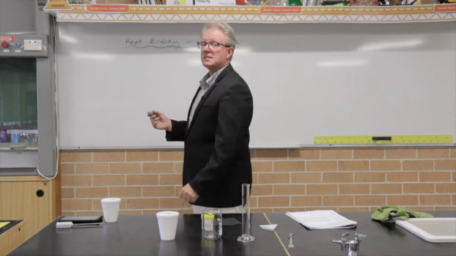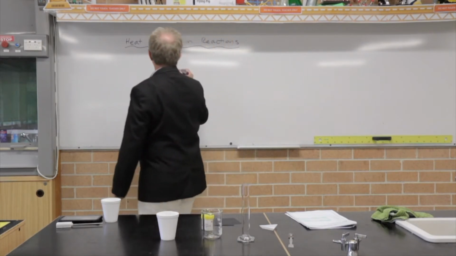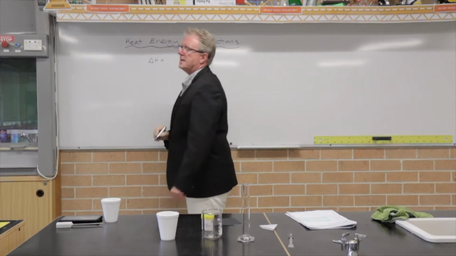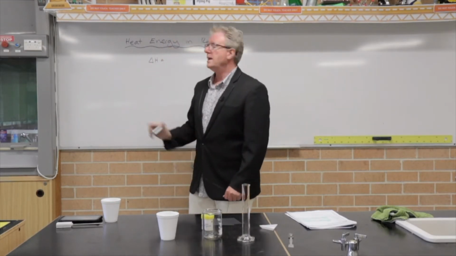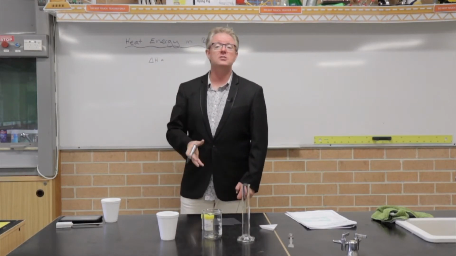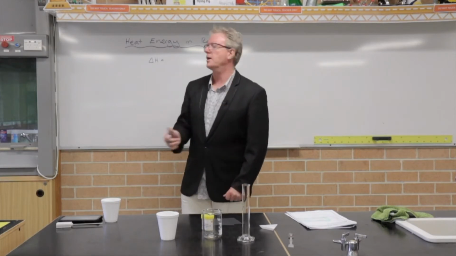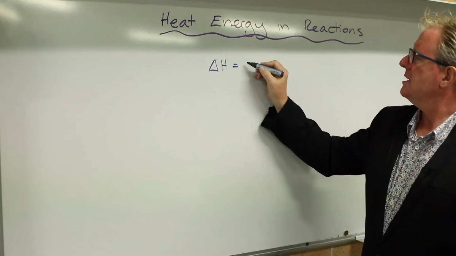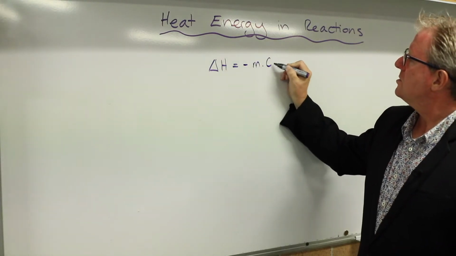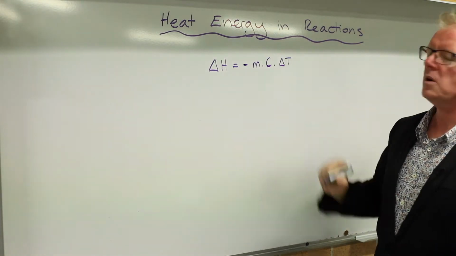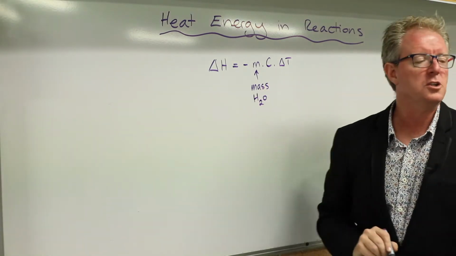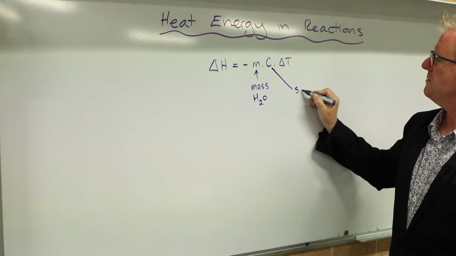In this investigation, you're going to be exploring something called delta H. The delta just means change, and in this case, the H means enthalpy, which is a big word to say the energy content of the chemical or of the system. So the change in energy is equal to minus m times c times delta T. Now, what does that mean? Well, m is the mass, and that's usually the mass of water that you're going to be using. C is called the specific heat capacity.